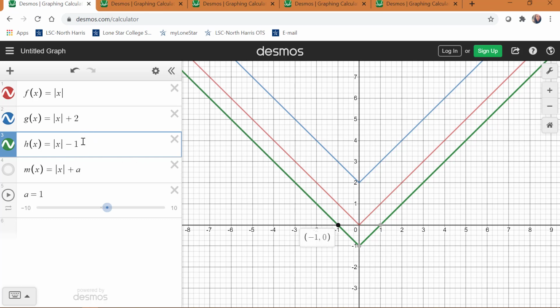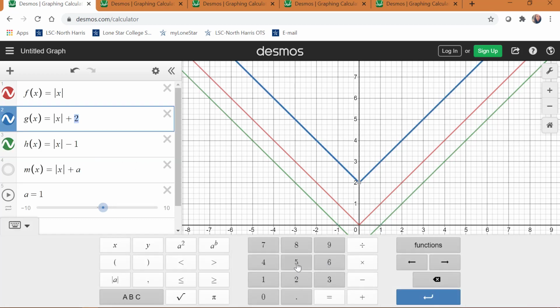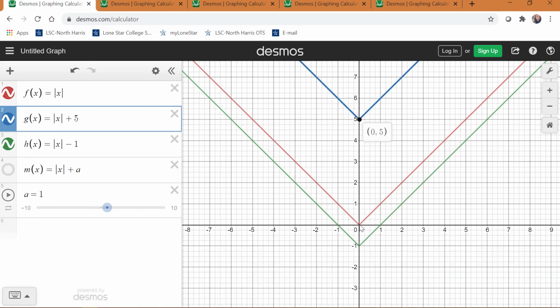Okay. So what happens if I were to add a 5? Right? So instead of adding a 2, what happens if I add a 5? Well, the entire graph shifts from its original point, 0, 0. We shift up 5 units, and that point at the very bottom of that V-shaped graph, what I would call the shifted origin point, shifts up 1, 2, 3, 4, 5 units and becomes 0, 5.